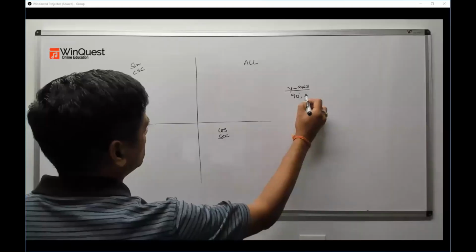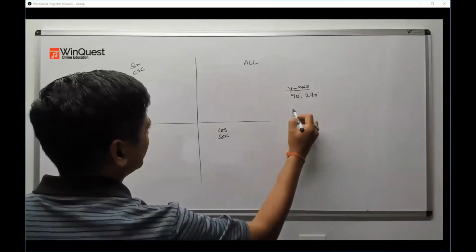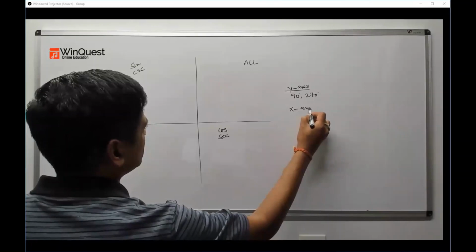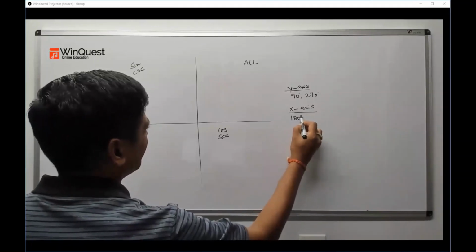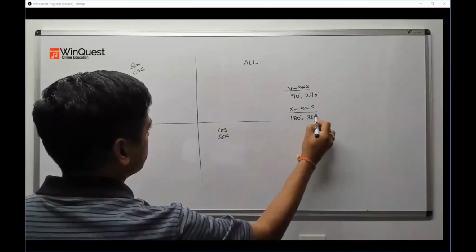Degree, 270 degree. X-axis angles are 180 degree and 360 degree.